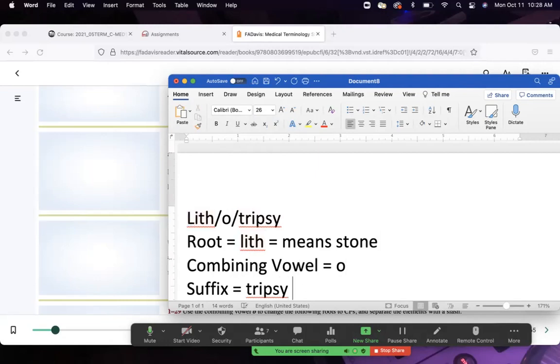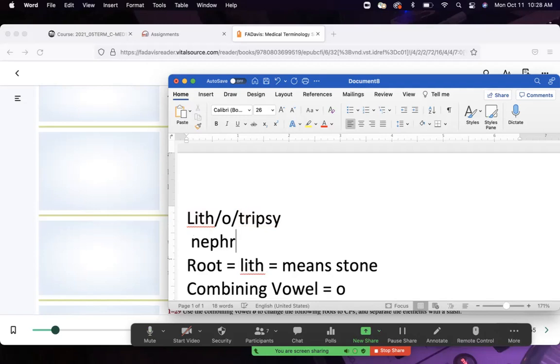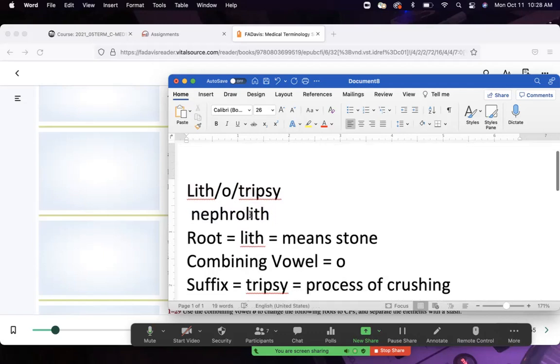The suffix is tripsy. And I like looking at this. Every time I see Y, I think process of. And tripsy is process of crushing. So what am I doing? I'm in the process of crushing a stone. Because I could have a kidney stone called a nephrolith. Nephr, kidney, lith, stone. And in this case, the lith is the suffix, nephr is the root, O, combining vowel.